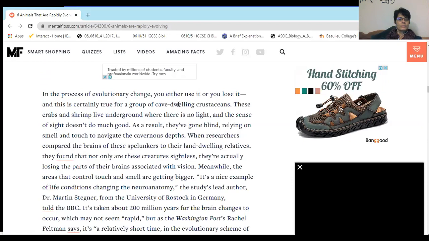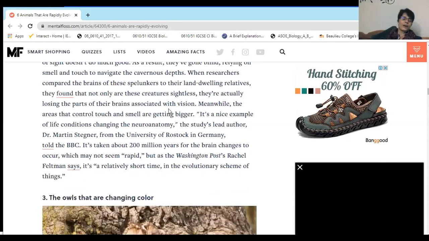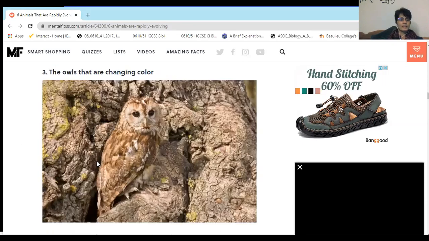So you either use it or you lose it. Well, that's Lamarckian. Okay, so it's genes that are there based on chance. Although they have found, and I also had a question about these little fish, that their brains are becoming smaller, but it's chance mutations, and that's what we've got to be careful about when we explain.